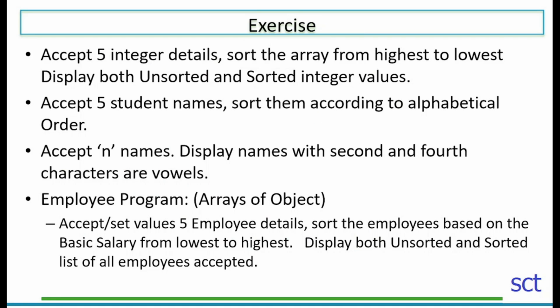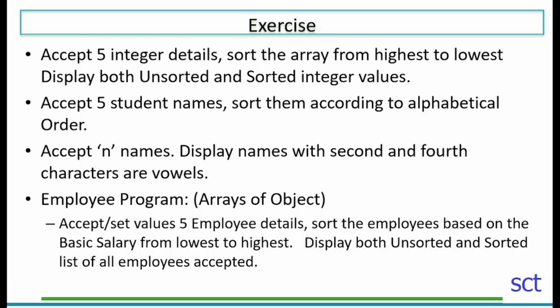So now we will come to some exercises. Accept 5 integers, sort the array from the highest to the lowest, and display both unsorted and sorted integer values. Accept 5 student names and sort them in alphabetical order. Accept n names and display the names in which the second and fourth characters are vowels.